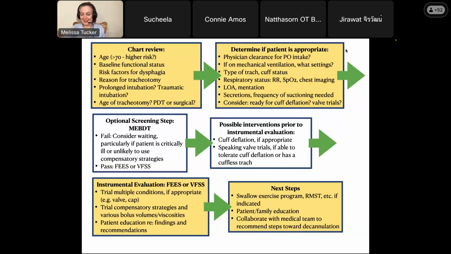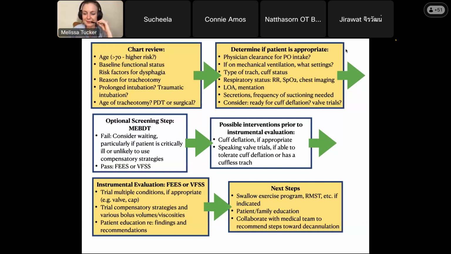steps toward decannulation if I think it's appropriate for that patient to be switched to a cuffless trach or to be downsized. I want to be on the phone calling that physician saying, hey, in your opinion, do you think it might be appropriate for this patient to be moved along the trajectory towards decannulation, if they're not expected to permanently need a trach?